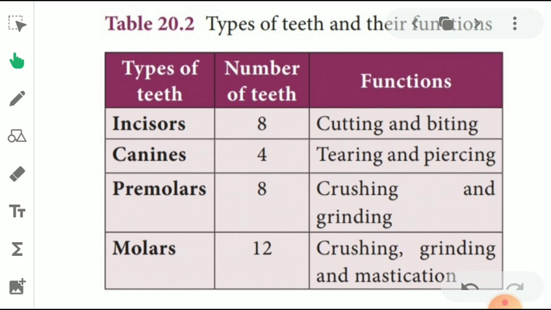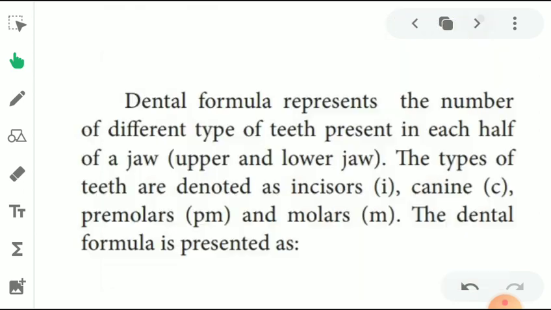The types are incisors, canine, premolar, and molar. Incisors, 8 teeth, function in cutting and biting. Canine, 4 teeth, for tearing and piercing. Premolar, 8 teeth, for crushing and grinding. Molar, 12 teeth, for crushing, grinding, and mastication.